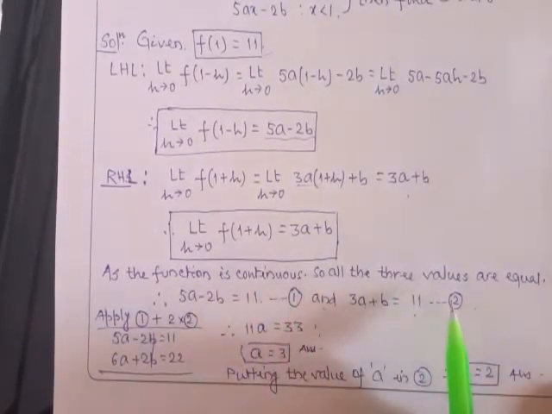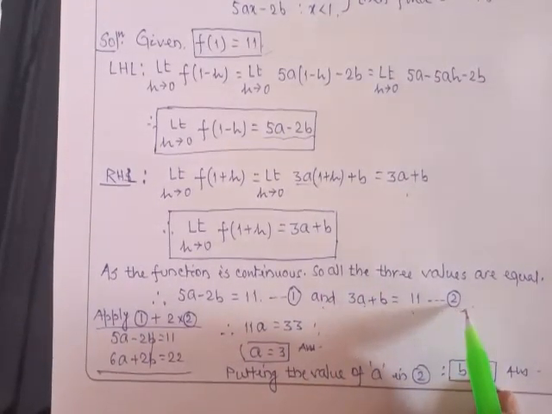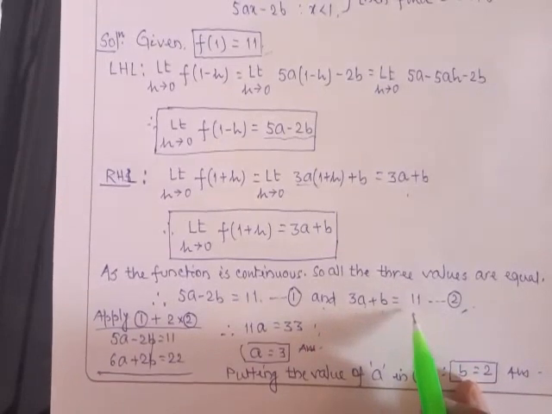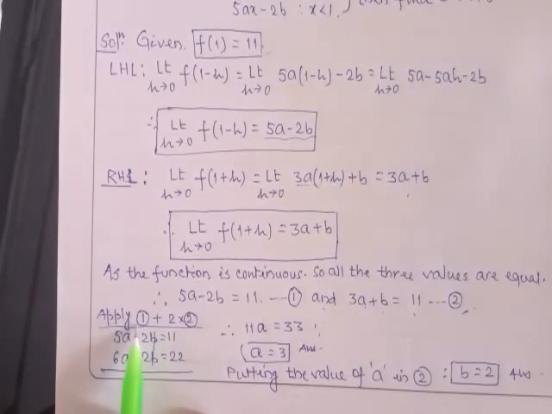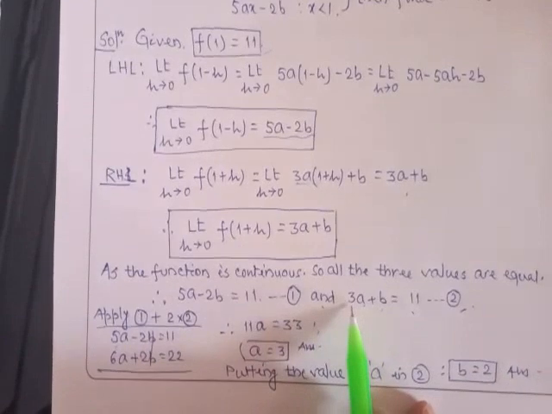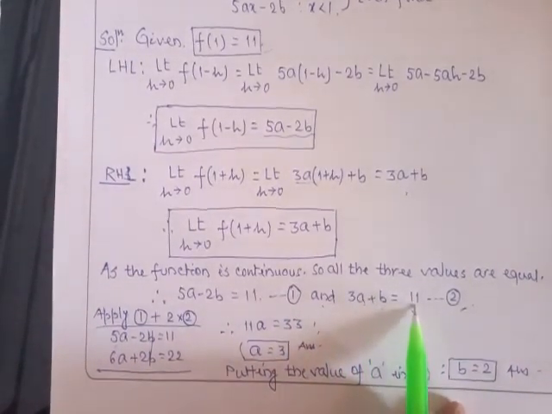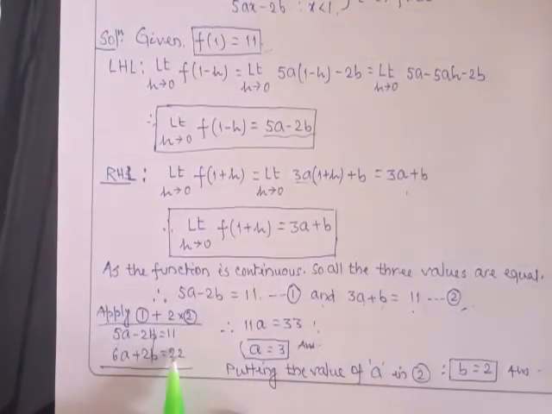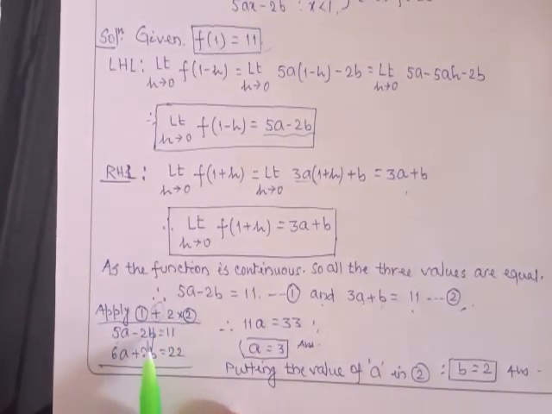Multiply equation 2 by 2 and add it to 1. So here we apply equation 1 plus twice equation 2. This is equation 1, 5a minus 2b equal to 11, and in equation 2 this is twice, meaning 6a plus 2b is equal to 22. So add them, because you have applied plus here. 2b should be cancelled because one is plus, another is minus.